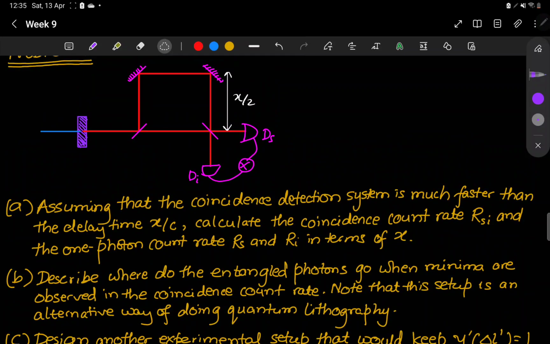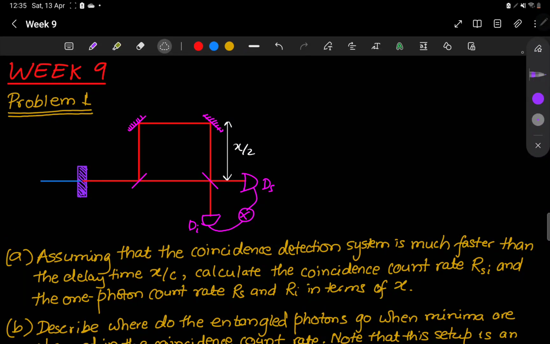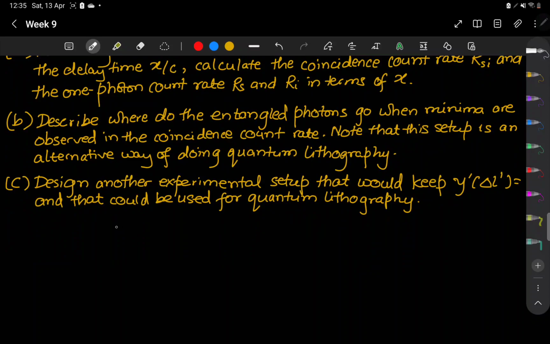Okay, so first part, the delay time is x over c. Why? Because this is x by 2 and this over here is also x by 2. And if you look at this straight horizontal path, then in comparison to that, this path travels x by 2 extra here, and x by 2 extra here. That makes it a total of x extra. So that's why the delay time is x over c. So part A.